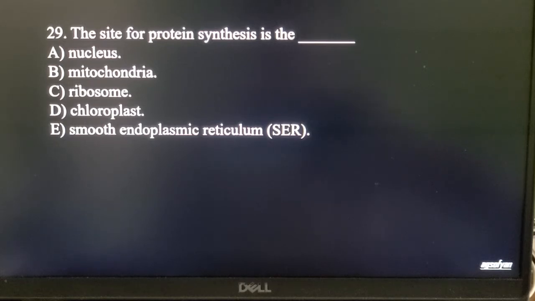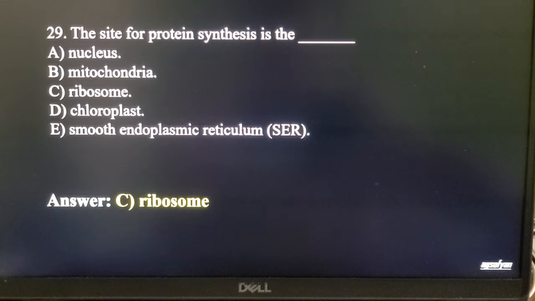Okay, the answer should be ribosomes, C. Now, in this case, you have to study the organelles of the eukaryotic cell, the name and their function. The one that is used for protein synthesis is ribosomes.